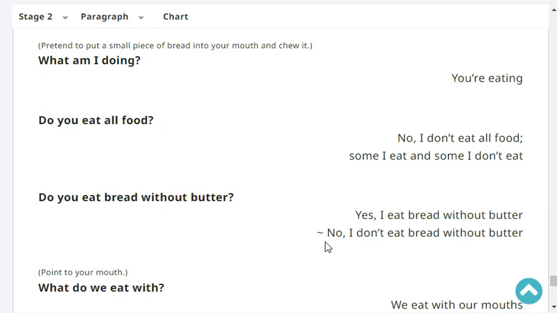Do you eat bread without butter? Yes or no?